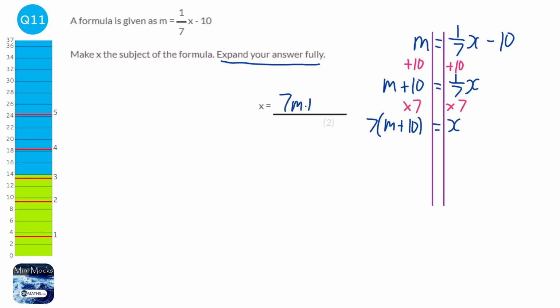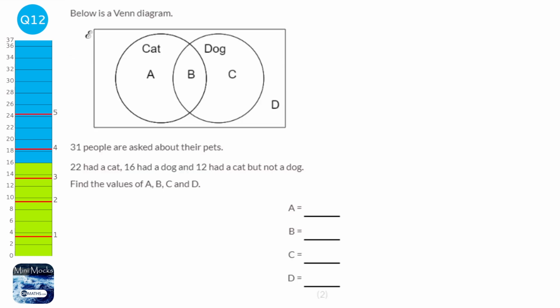The first thing that we can actually work out for this Venn diagram is this part here. So it says 12 had a cat but not a dog. So the cat but not a dog is showed with this A here. So if 12 had a cat but not a dog, and in total 22 had a cat, we're going to do 22 take away 12, which is 10. So 10 had a cat and a dog.